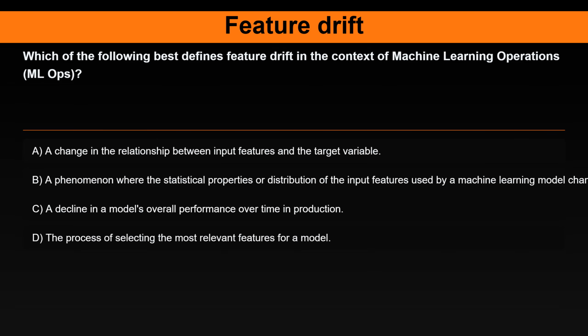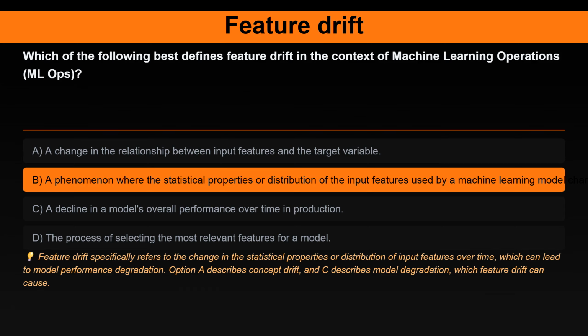Question 28. Which of the following best defines feature drift in the context of machine learning operations, MLOps? Option A, a change in the relationship between input features and the target variable. Option B, a phenomenon where the statistical properties or distribution of the input features used by a machine learning model change over time. Option C, a decline in a model's overall performance over time in production. Option D, the process of selecting the most relevant features for a model.